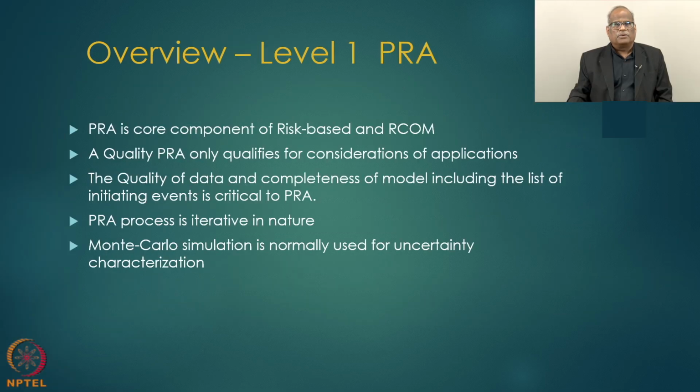And then the overview of Level 1 PRA. PRA is a core component of risk based applications. A quality PRA only qualifies for consideration of application. The quality of data and completeness of the model, including the list of initiating events, is critical to PRA. The PRA process is iterative in nature. Monte Carlo simulation is at the core of PRA. Now, in the next presentation, we will be discussing the major elements and functions in integrated simulations.